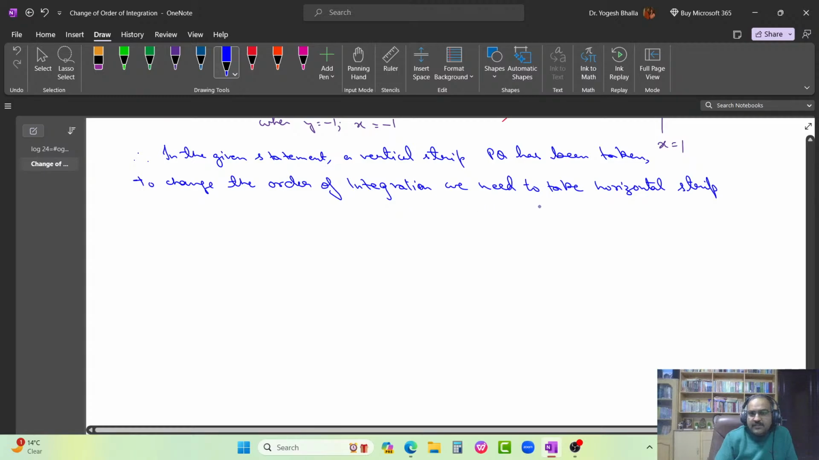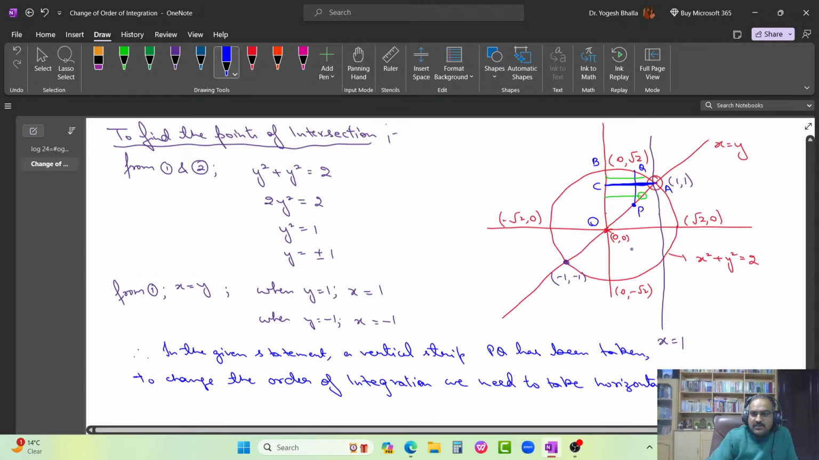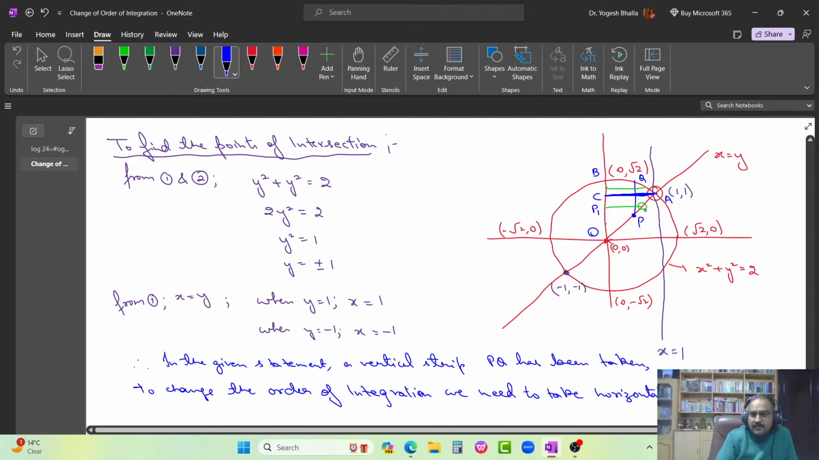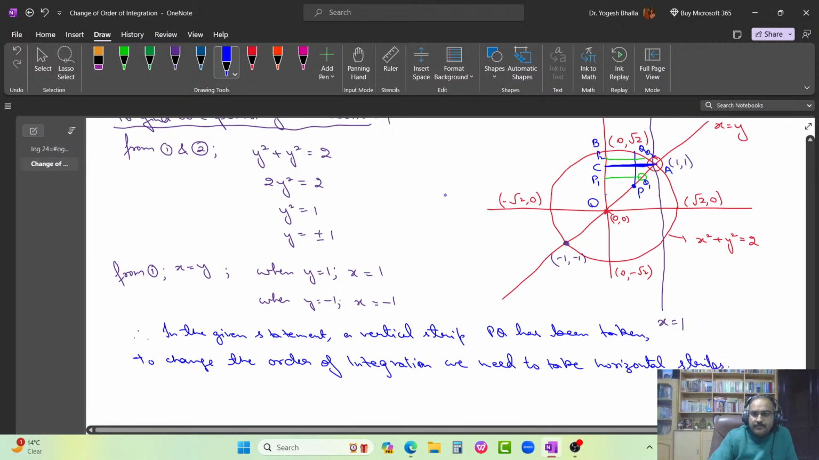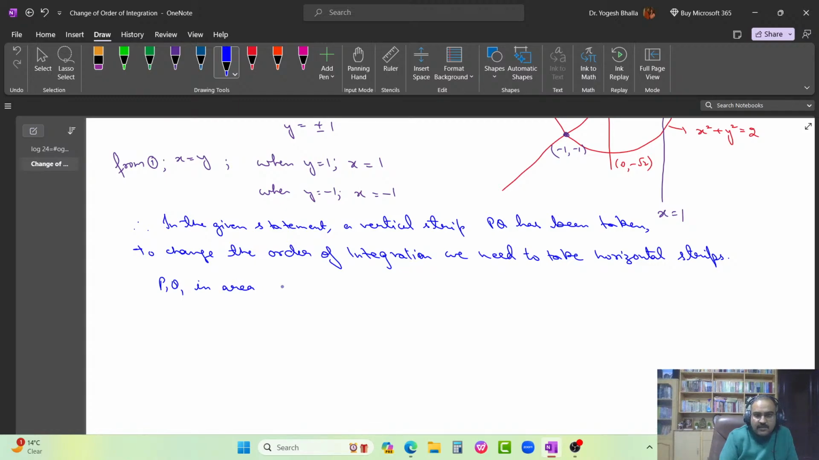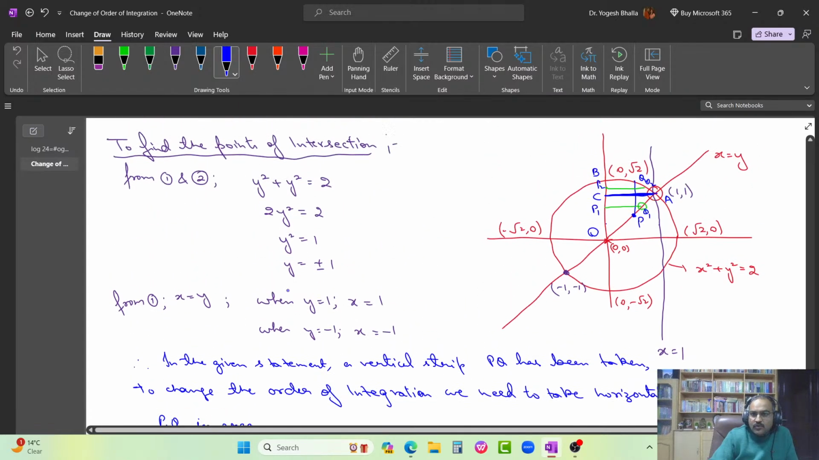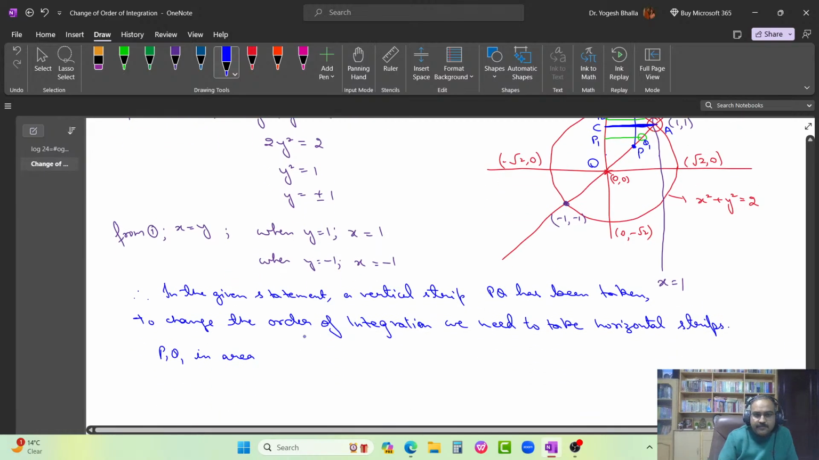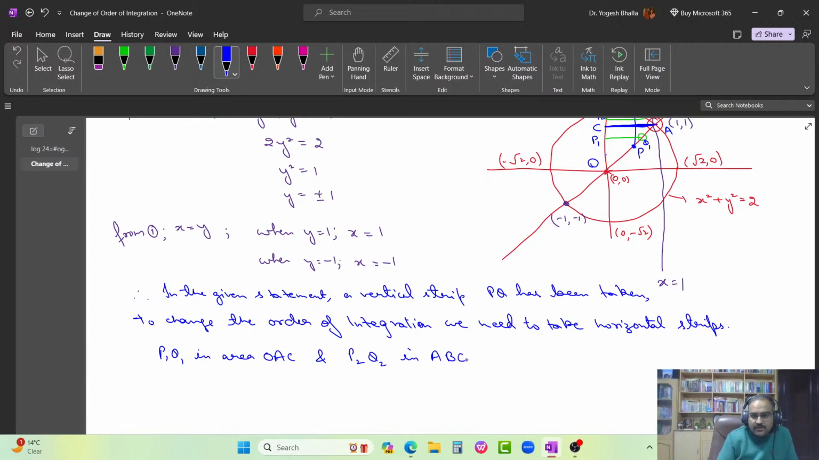To change the order of integration, we need to take horizontal strips, and let the horizontal strips be P1, Q1 and P2, Q2. P1, Q1 in region OAC, and P2, Q2 in region ABC.